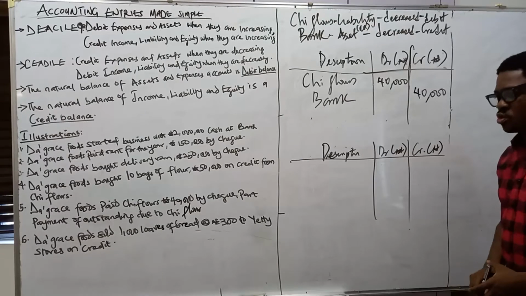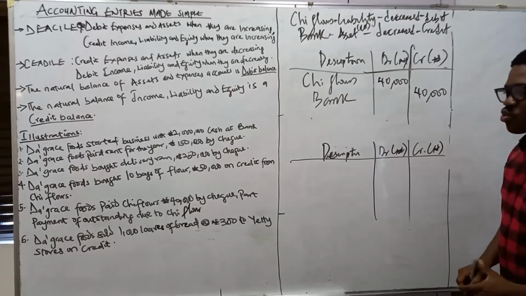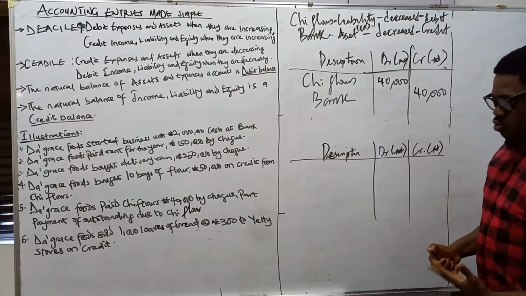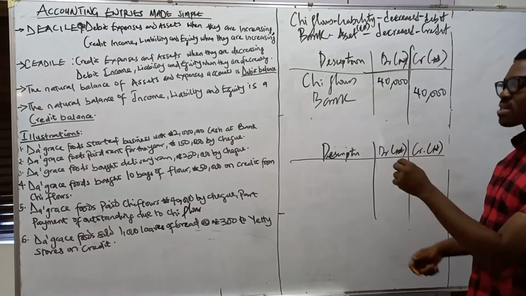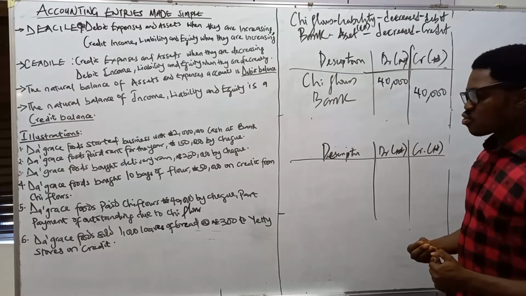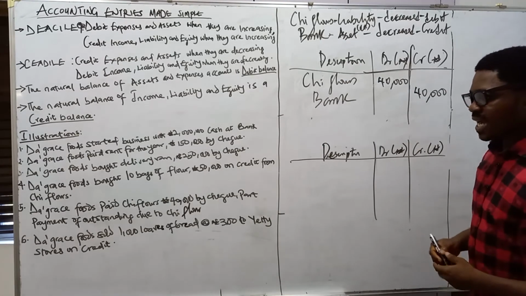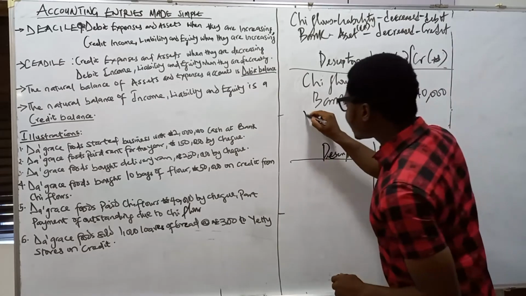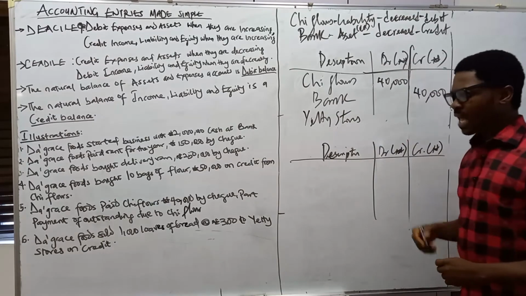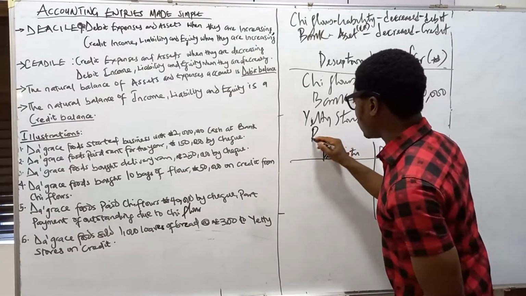Now we go to the last question. Diabetes Food sold 1,000 loaves of bread at 300 naira to Yeti Stores on credit. The first account that will be affected here is Yeti Stores. Another account that will be affected there is revenue.